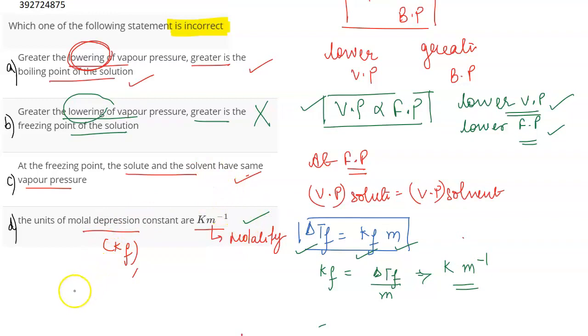So the answer for the incorrect statement will be statement B. It is incorrect. All the other three statements are absolutely correct. So that's all for this question.